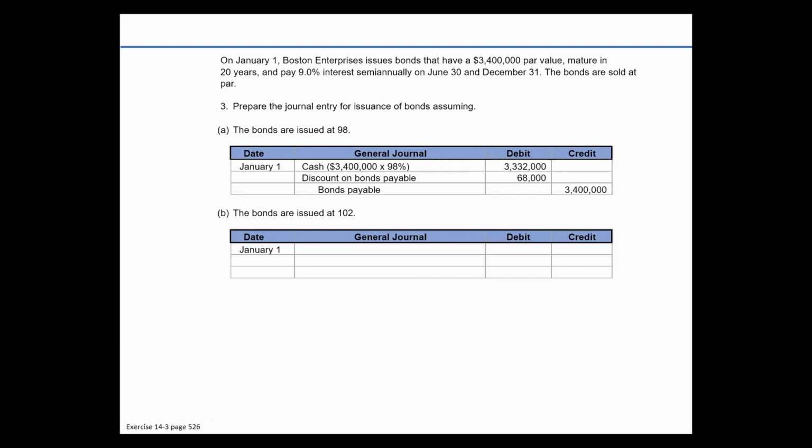Okay. Now the next one, B, is if it's sold at a premium, meaning that they're getting more initially than the face value of the bonds. So again, cash would be 3.4 million multiplied by 102%, which is $3,468,000. And then you would credit the premium on bonds payable, in this case 68,000, and then a credit to bonds payable in the amount of 3.4 million.